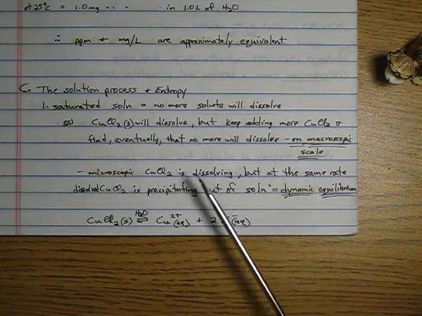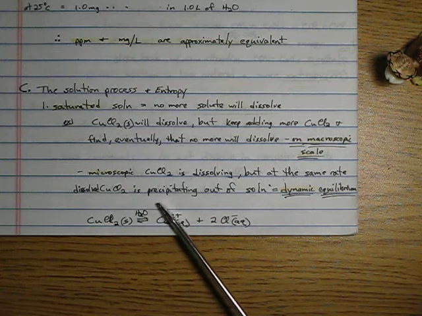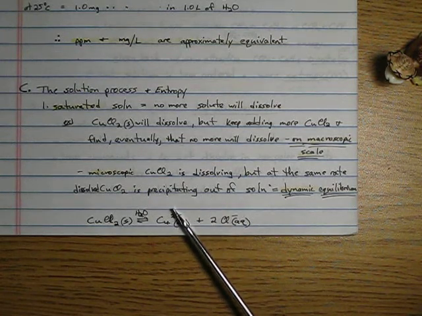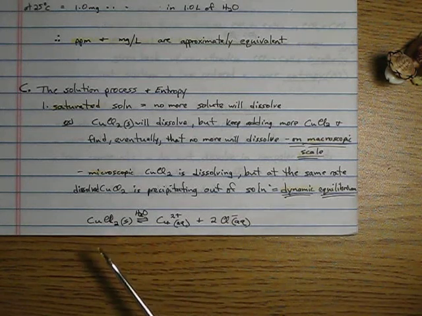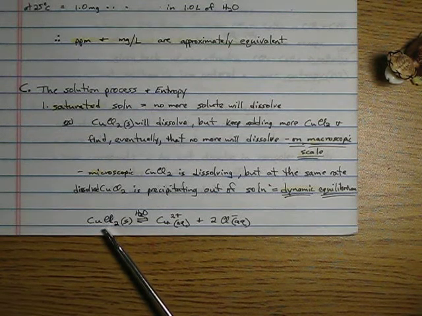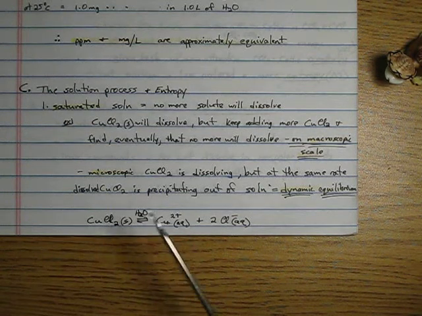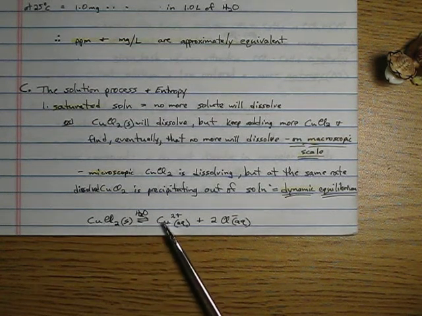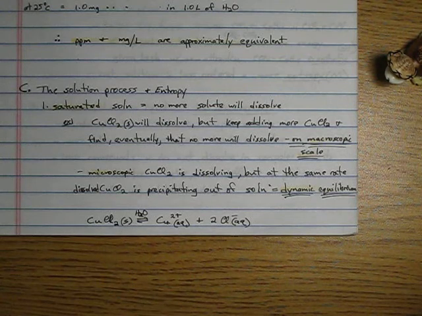But at the same rate that some of this copper(II) chloride dissolves, some dissolved copper(II) chloride is precipitating out of the solution to form a solid. You have a dynamic equilibrium process here. So when you mix copper(II) chloride, or any salt, in a solvent such as water, and you mix it and mix it and mix it, and you see no more is dissolving, the truth is, yes, some of the solid is dissolving into its ions, but at the exact same rate, some of these ions are getting back together and reforming the solid. You have this dynamic equilibrium here.